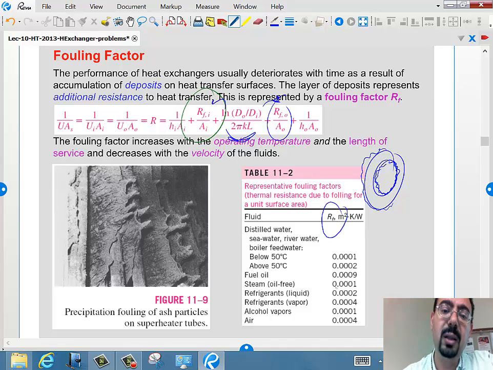And those are the typical resistances that you get from those fluids. And we are done. Thank you.